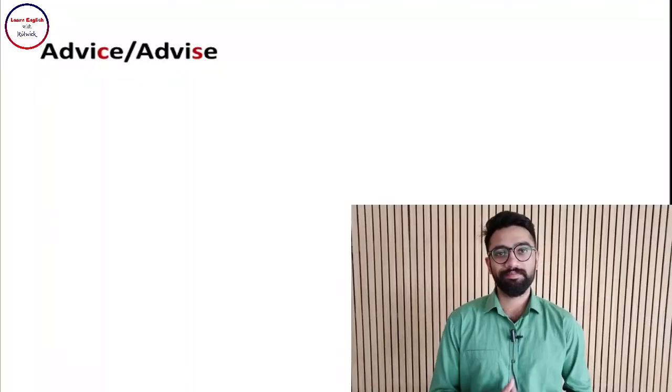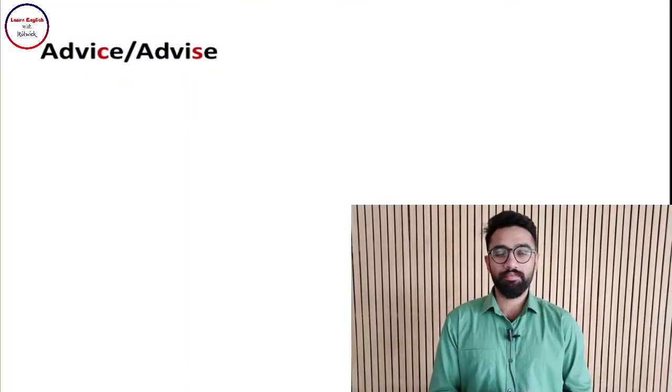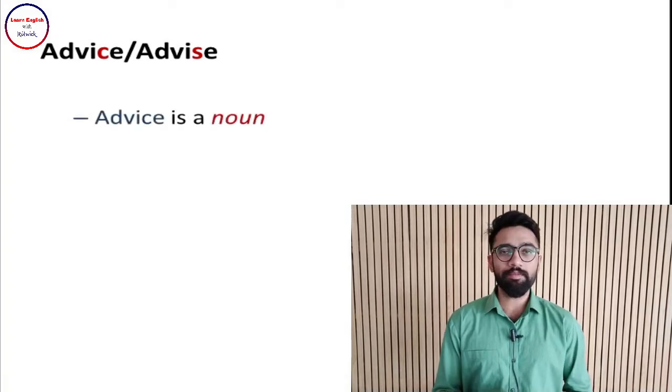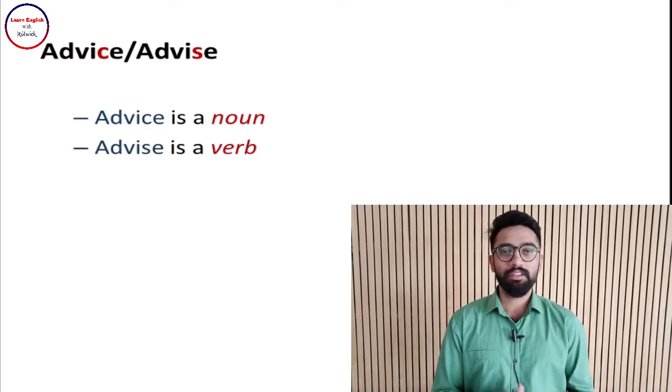So the first pair which comes in this list is advice and advise. Now you can see two words, the words which look very similar. The only difference is about C and S. When we use advice using C letter, it becomes a noun. When we use the word with a letter S, it becomes a verb.